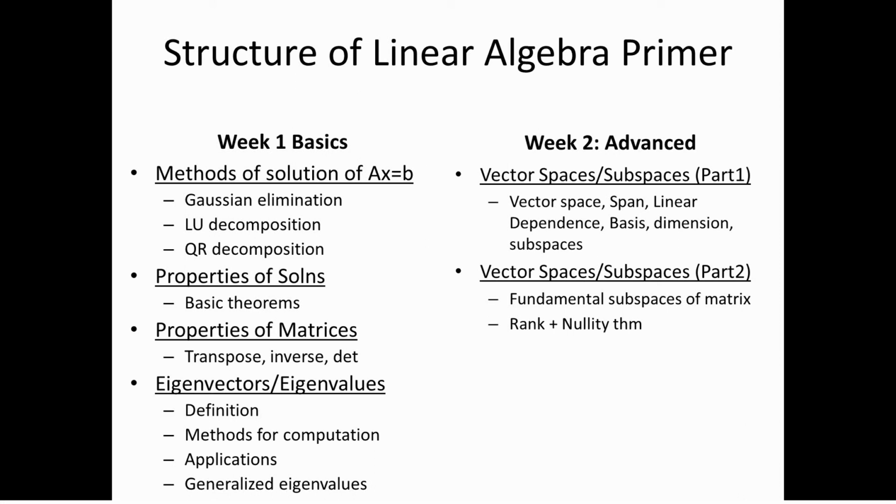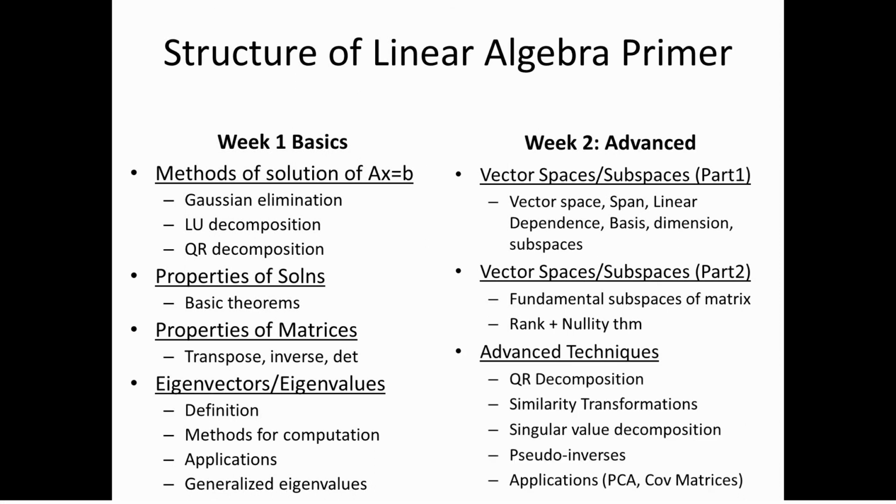Now once we know all of this, then we're able to start talking about advanced techniques. So then we're going to talk about QR decomposition, Gram-Schmidt orthogonalization to create orthonormal bases. And once we've understood eigenvectors and eigenvalues, we can go on and we can talk about similarity transformations, singular value decompositions. And also, once we understand QR decomposition, then we can talk about pseudo-inverses. And if we have some time, we'll talk about some applications like principal component analysis applied to covariance matrices and things of that sort.